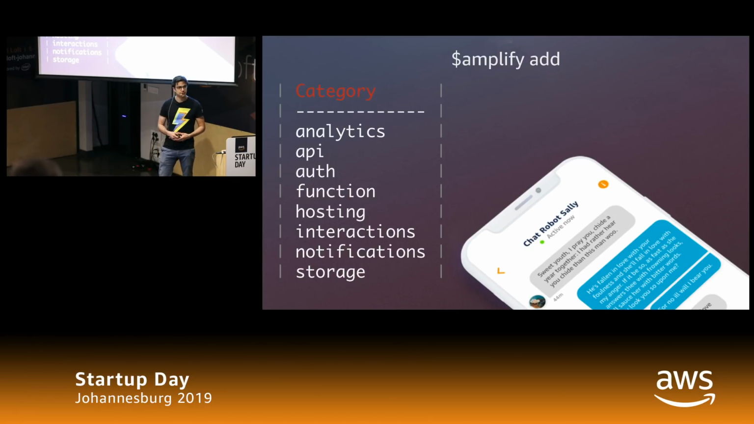You can create Lambda functions by calling the function, Amplify add function. Or you can create hosting to be able to create a website and have it available for you. The interactions would be like Lex interactions or the text-to-speech, and these can again be created in this exact same way.